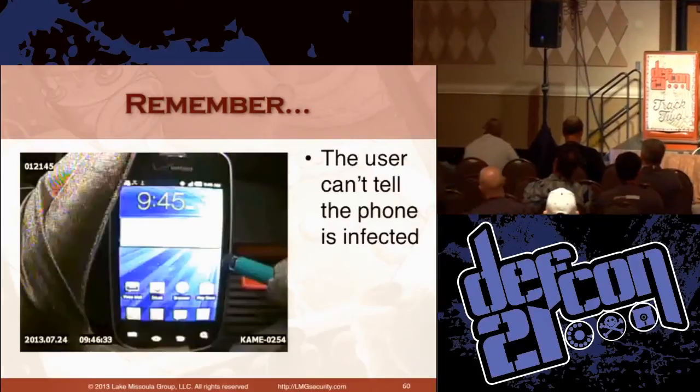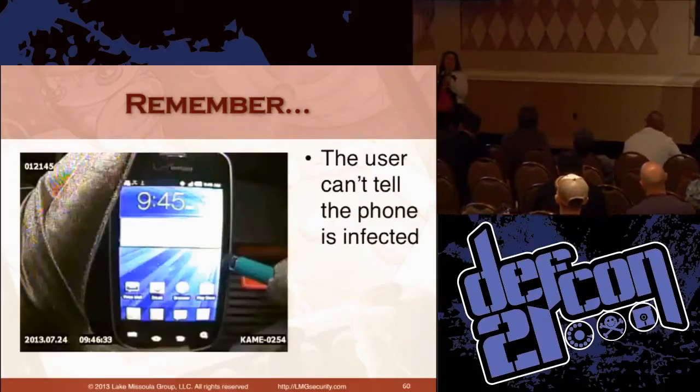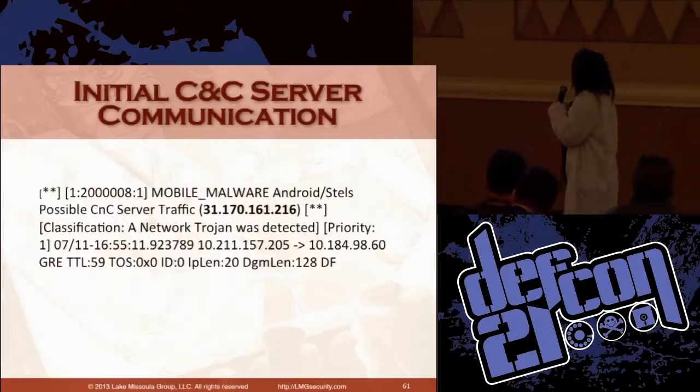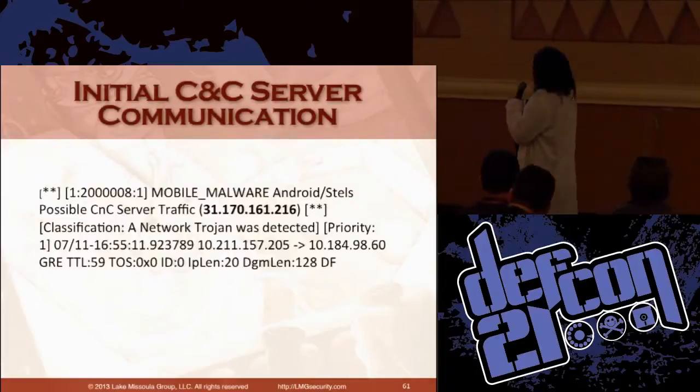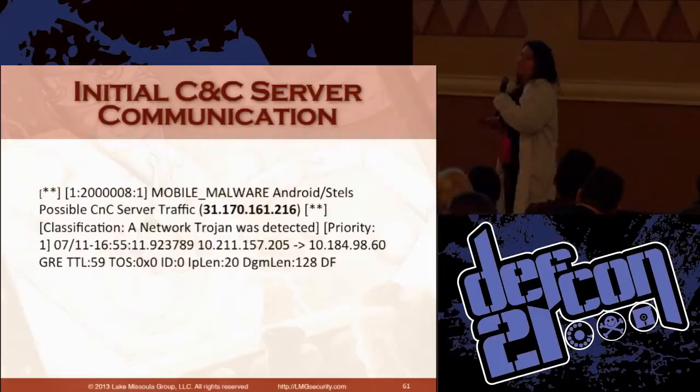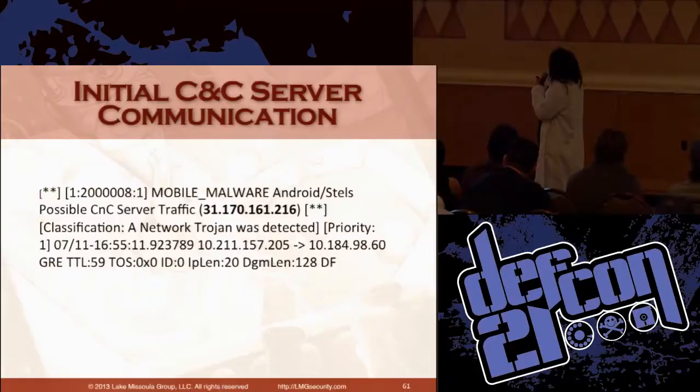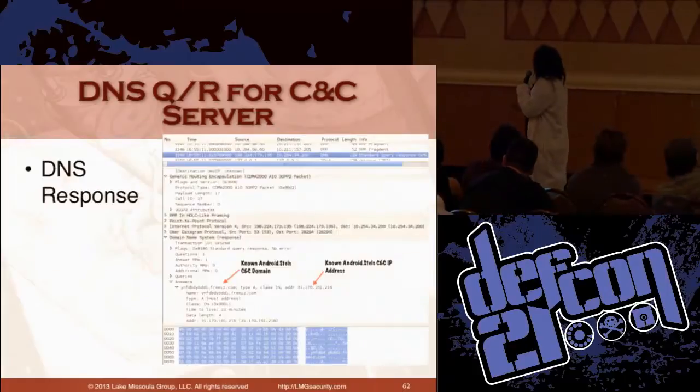Okay, so again, the user cannot tell that the phone is infected. This is invisible to the end user. And while this is going on, we saw the possible CNC server traffic, and we were alerting on that IP address just presenting itself as a string inside a packet.